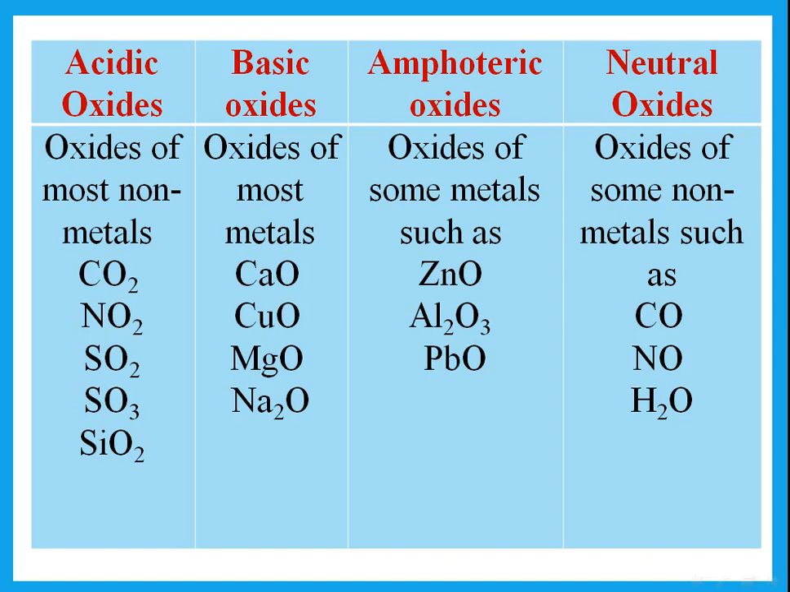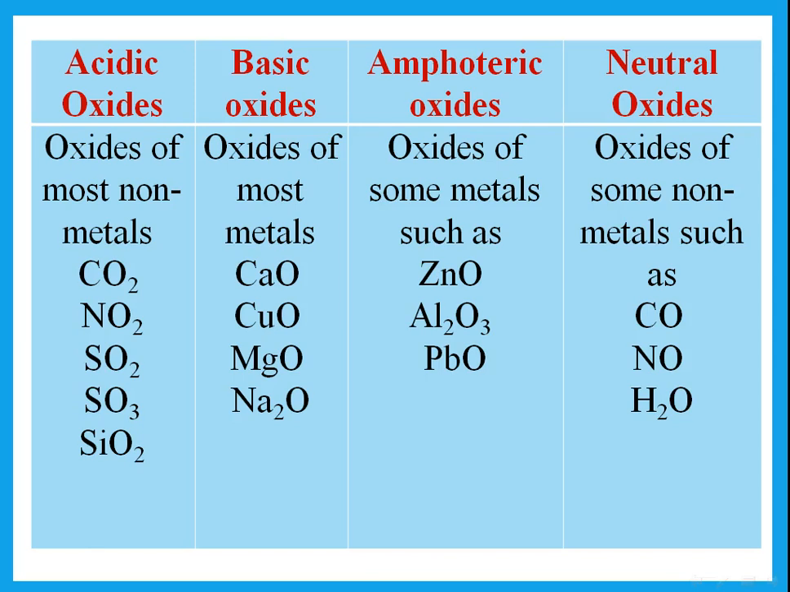Now what does that mean? If I say that something is acidic, that means it will react with a base. If I say that something is basic, then it reacts with an acid. If we say something is amphoteric, the word amphoteric means it can react with both acid and base. If something is neutral, then it does not react with acid or base. Following? So acidic reacts with a base, basic reacts with an acid, amphoteric can react with any of them, and neutral does not react with any of them.